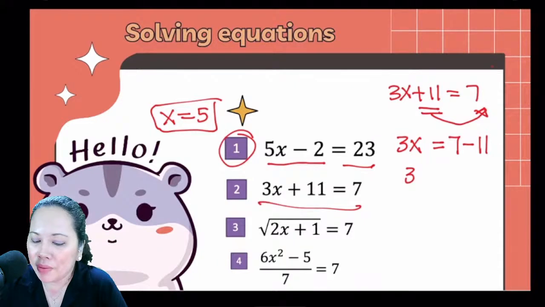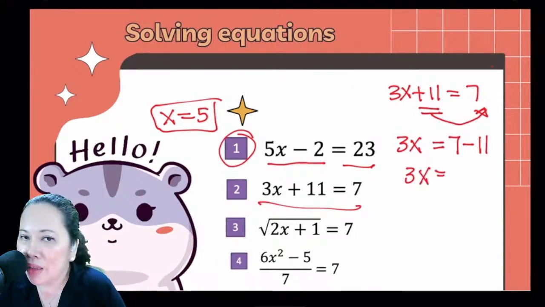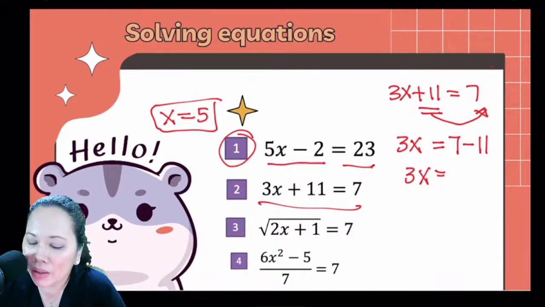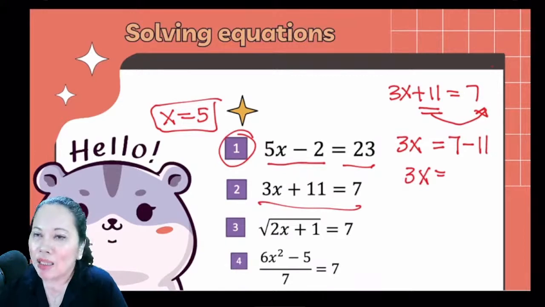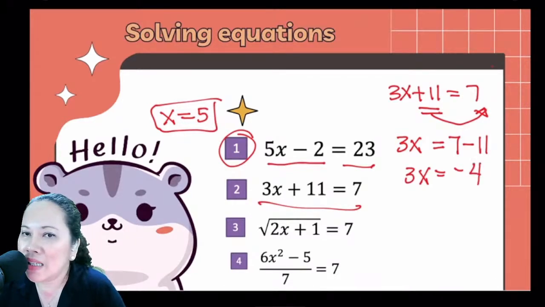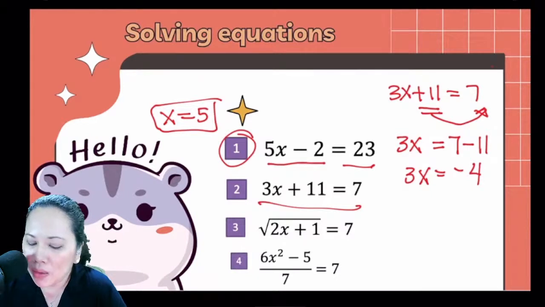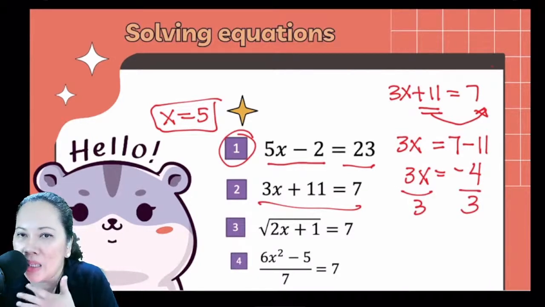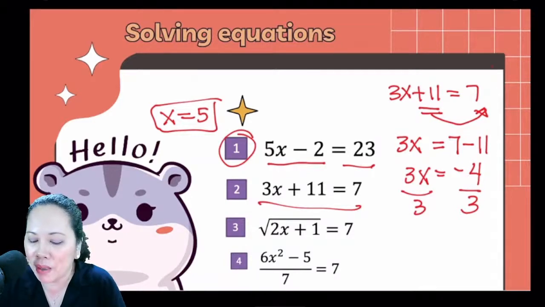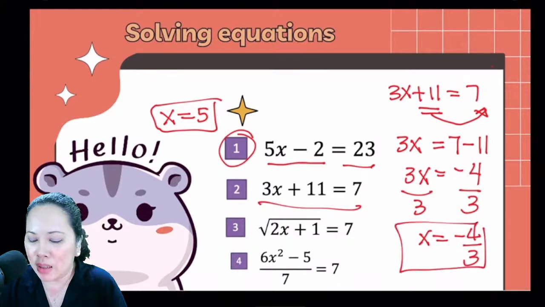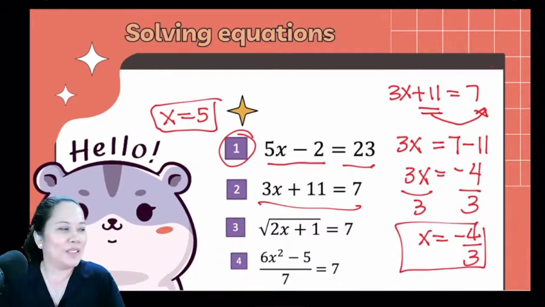Okay, so you'll have 3x. 7 minus 11 will be negative 4. All right. And then since our x has a 3, we just need to divide both sides. It's always dividing both sides by the number. So divide both sides by 3, you have x equals negative 4 over 3.